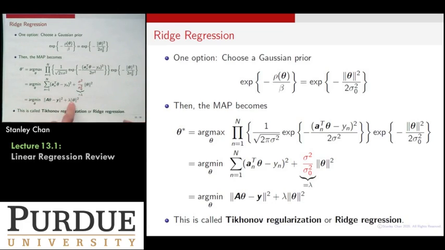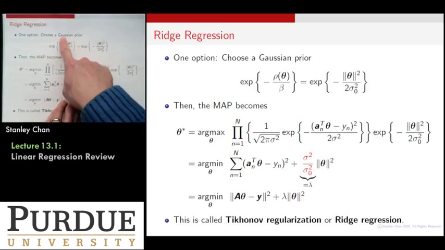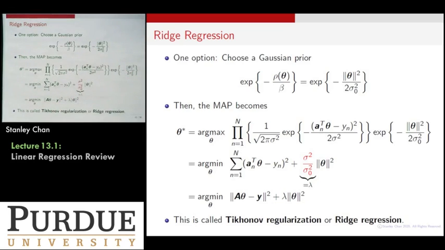And then at this point, you can replace the 2 norm square by the 1 norm. You will get the lasso regression. That will correspond to not a Gaussian prior, but a two-sided exponential prior. So you will get that.